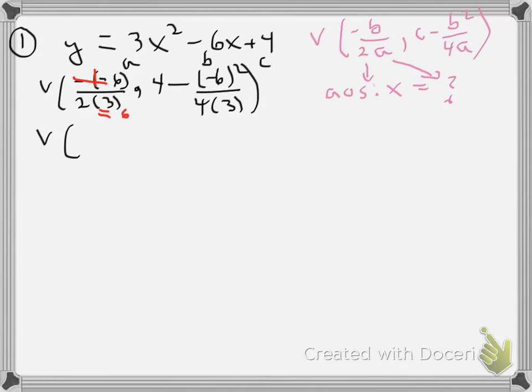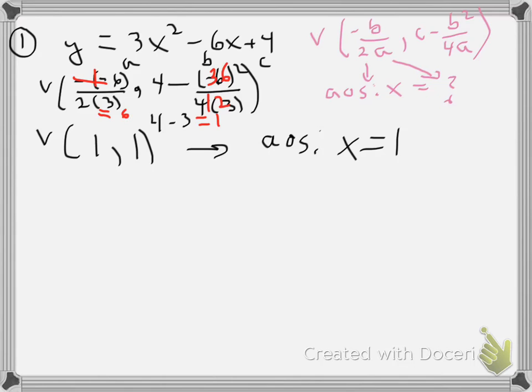So we end up getting 1 here. On the other side, we get 4 minus, well, that's 36 over 12 on the bottom. 36 divided by 12 is 3, and you get 1. So this is going to be 1, 1. There's our vertex. Our axis of symmetry is x equals 1, and I got that from right there.